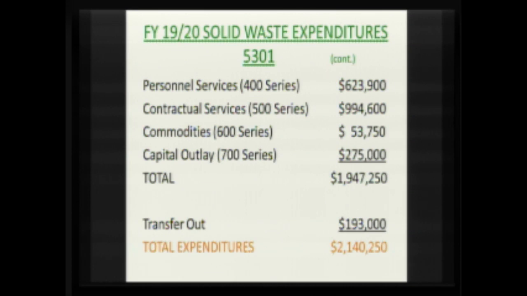So there's a summary of the budget: the 400 series, the 5301 again, then the 500 series, 600, 700 series, total 1.9 million. Then we have the transfer out, which takes it to $2.1 million for fiscal year 19-20. Next slide.